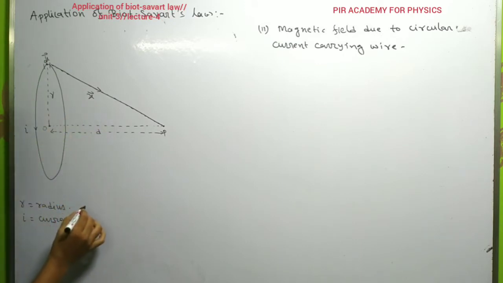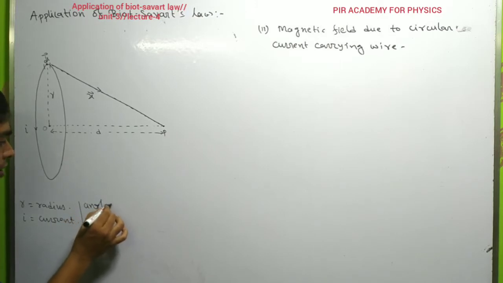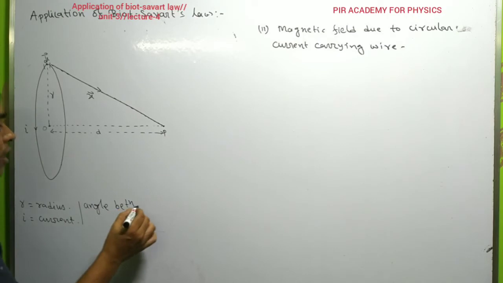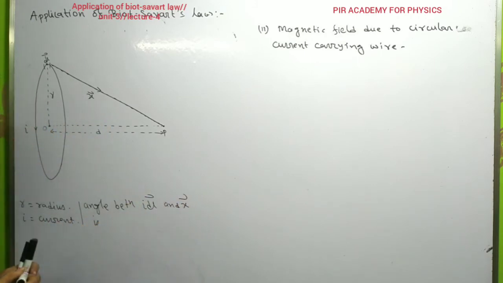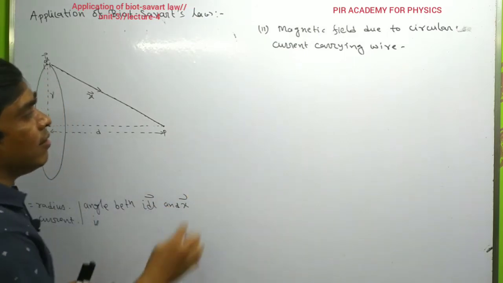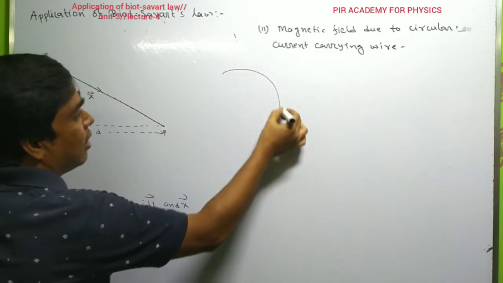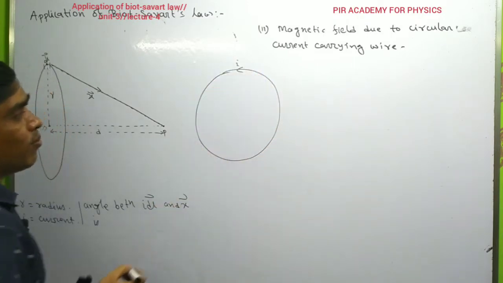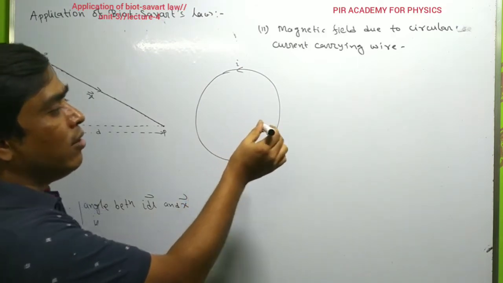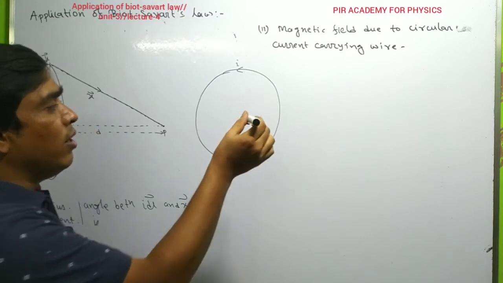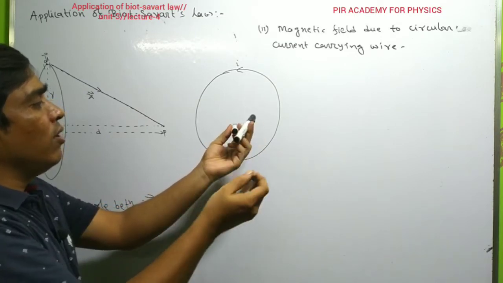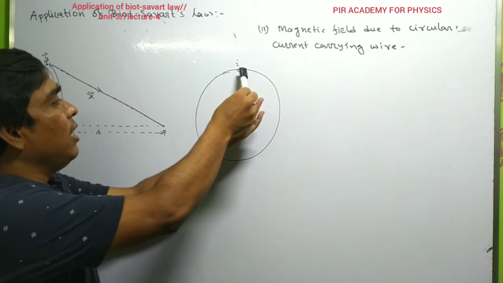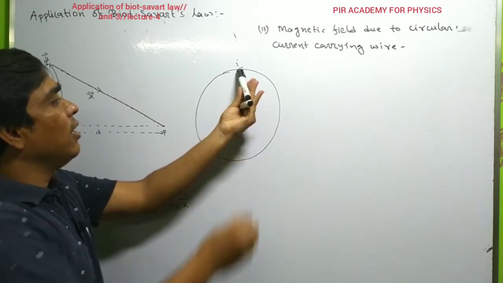So how do we calculate the angle between I dl, that means the current element, and the distance vector x? Suppose this is a current carrying wire along this direction, and this is the axis through the center, and this is the distance. So the situation is in this way.